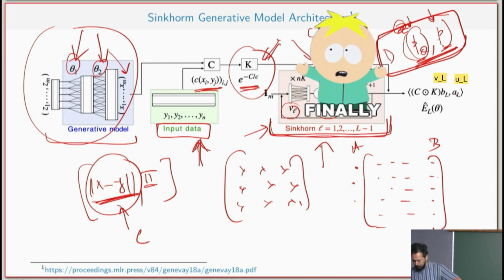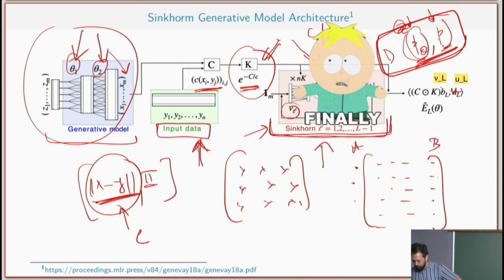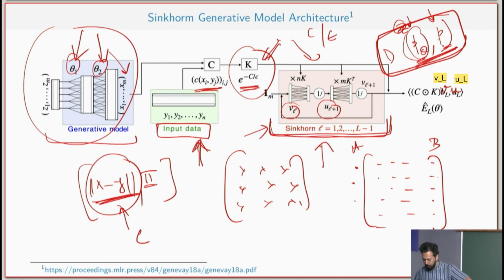I think there is a mistake here. So this will be U, and this will be V. I took this figure from the original paper. I changed quite a bit from the figure, because the notations I'm using are U_l and V_l, and the paper uses A_l and B_l. I forgot to change only this part, I guess, but everywhere else it's okay.